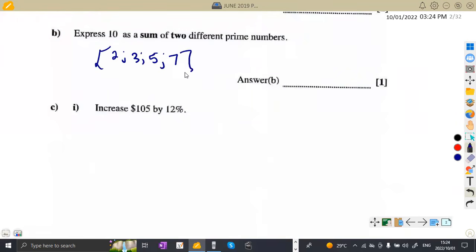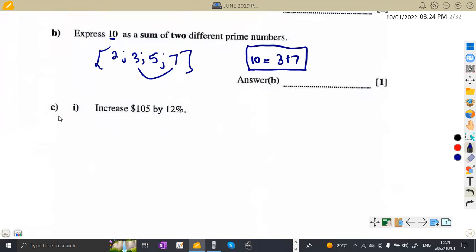Of these prime numbers, we just need 2 that when we add, we get 10. Which ones? 3 and 7. So 3 plus 7 is the one that gives us 10. So which means 10 can be obtained from 3 plus 7.